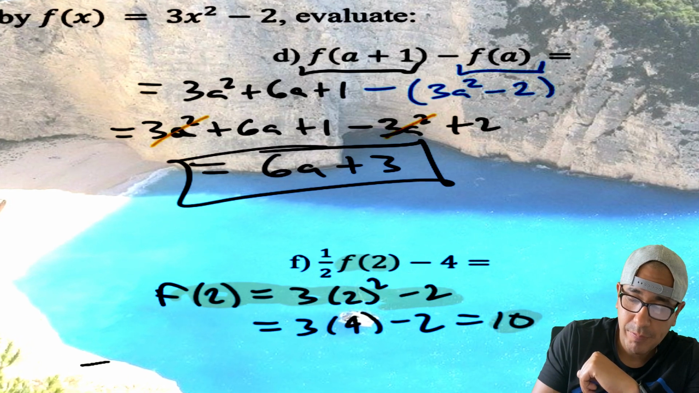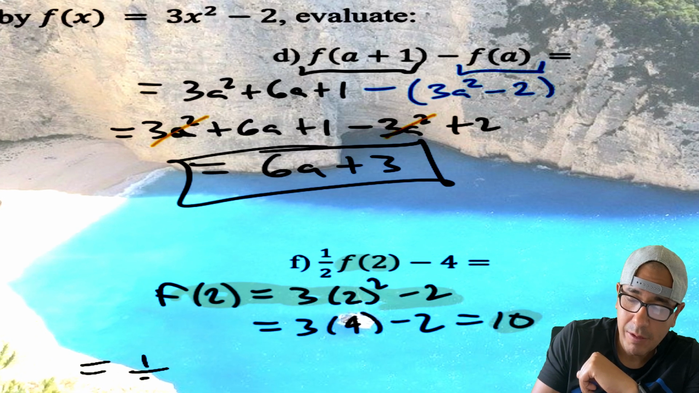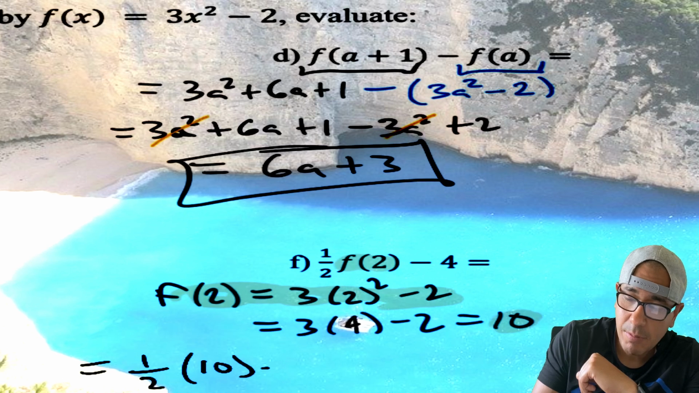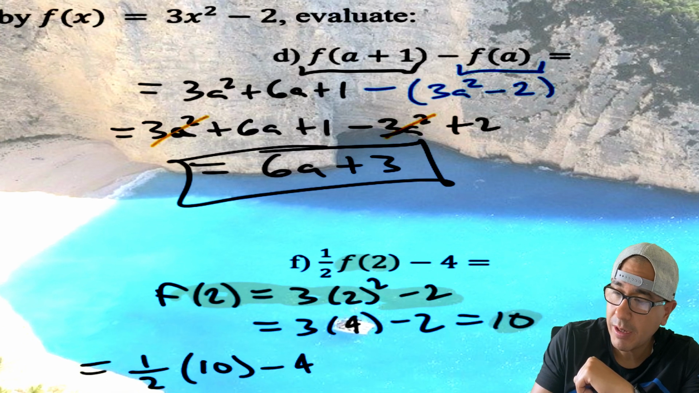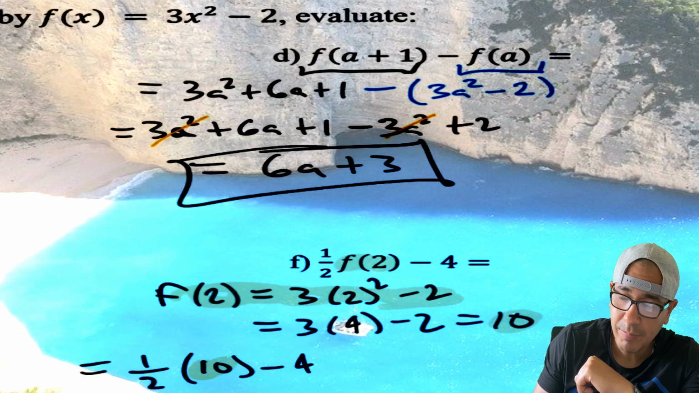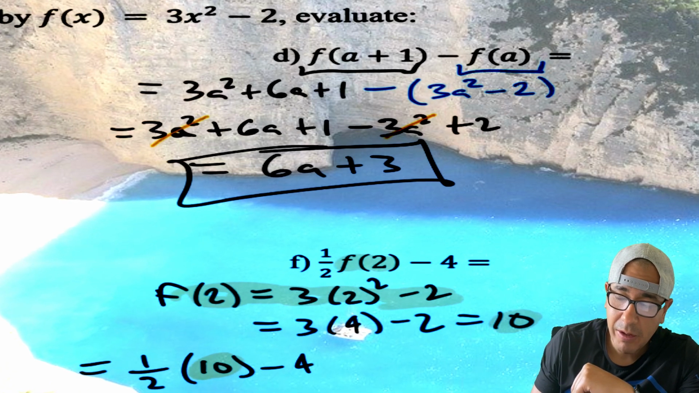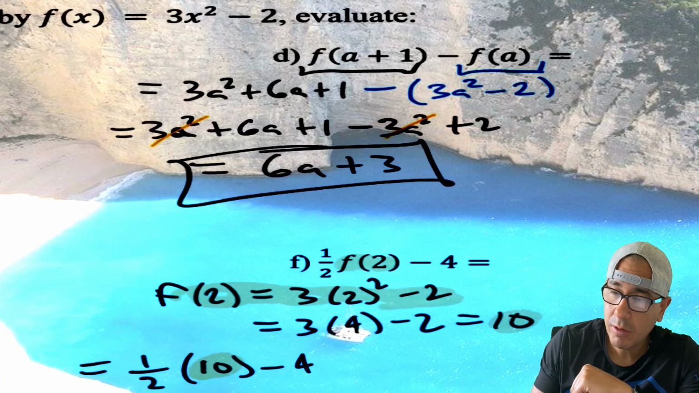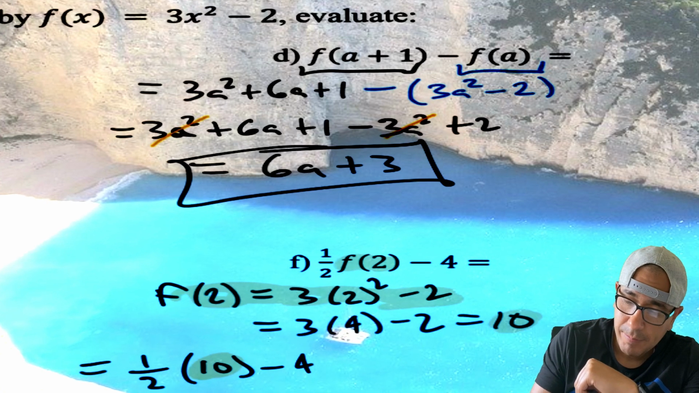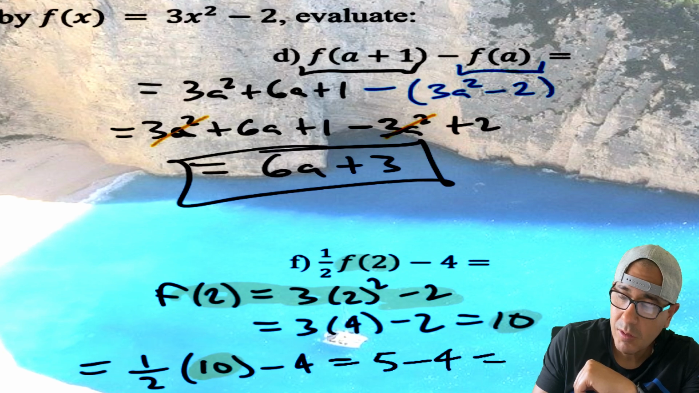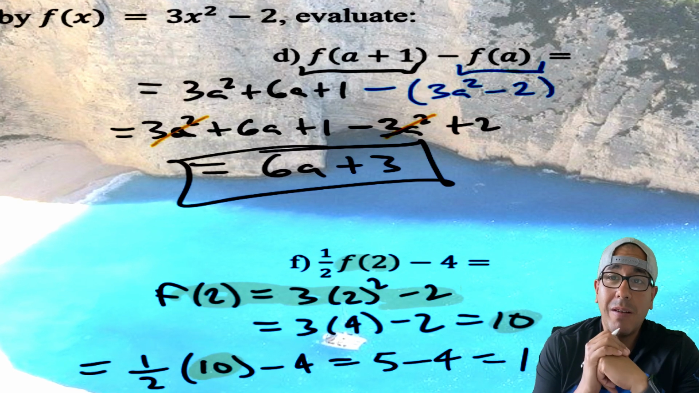So now we're left with 1/2 f of 2, which we now know is 10, minus 4. And let me go ahead and highlight it so we know where everything came from. Right, this was f of 2. So now we're left with 1/2 of 10 minus 4. Well, 1/2 of 10, that's just 5. So 5 minus 4 leaves us with the final answer of 1.